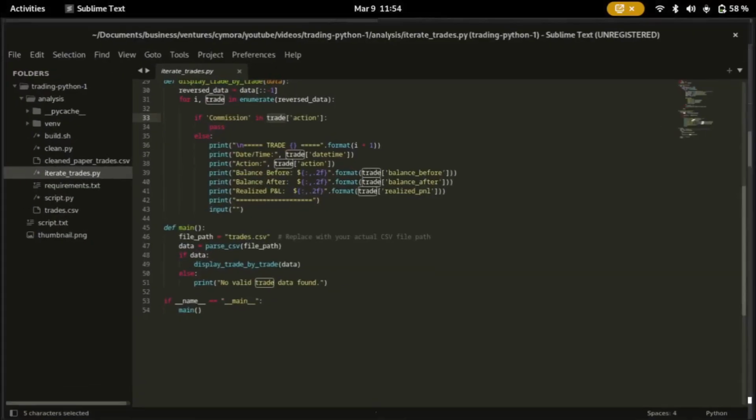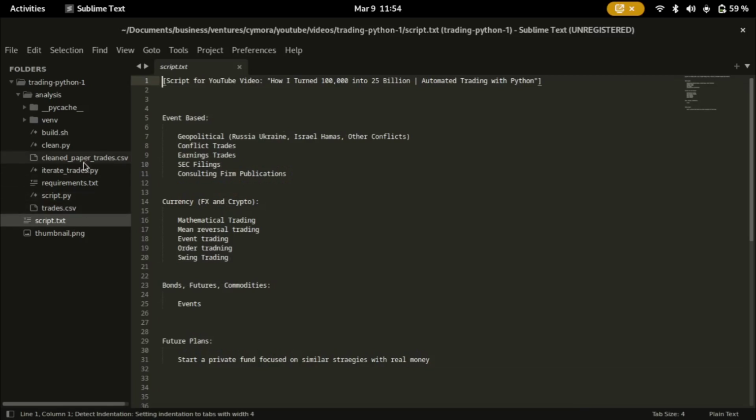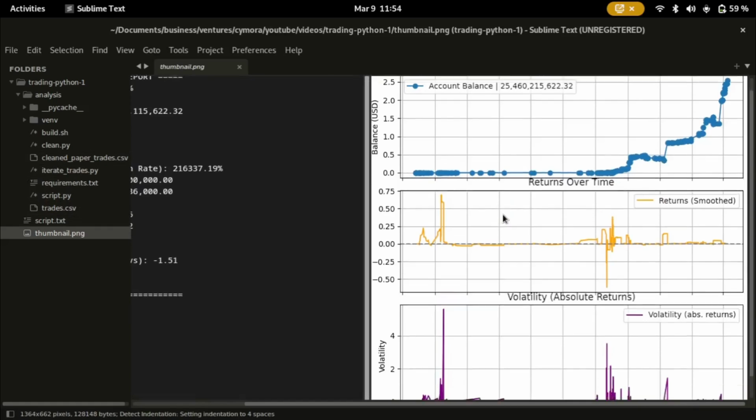Now, I actually have an image of what my account looks like because I plotted it. There it is. So that's around this point here, right?